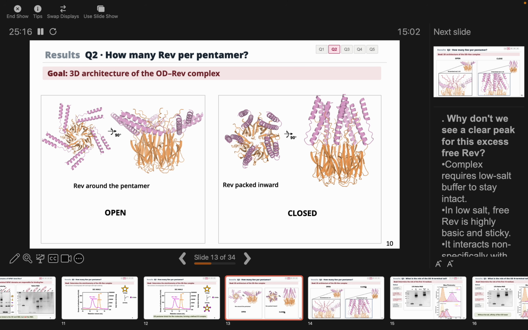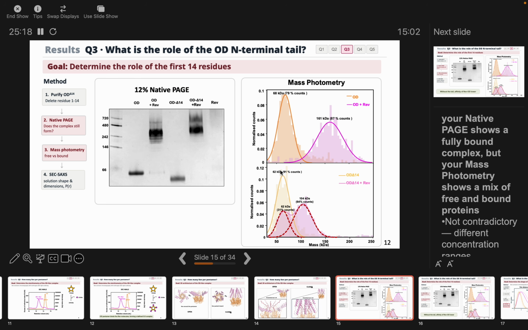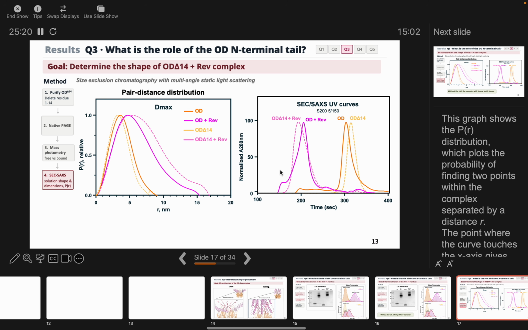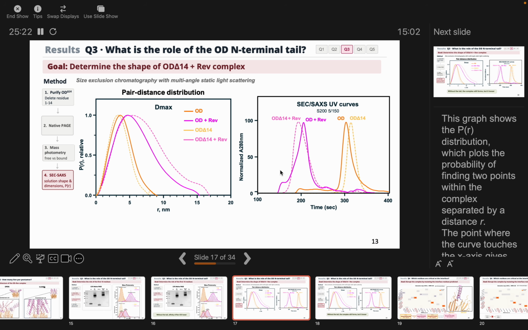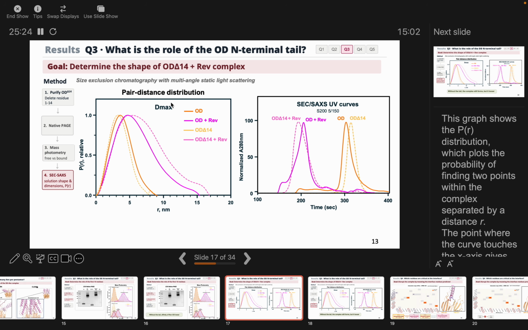Slide 13. I think there is the legend of the Dmax. You have to put dash line for OD delta 14 plus and minus rev. So the graph is okay, but the legend is not okay.